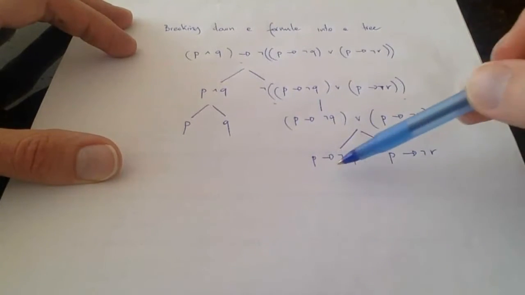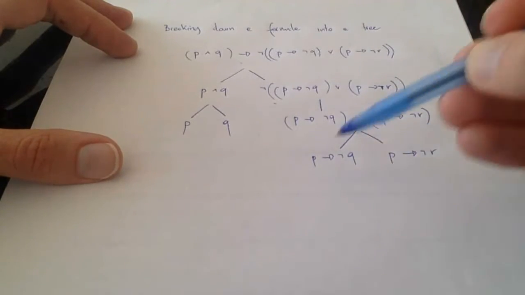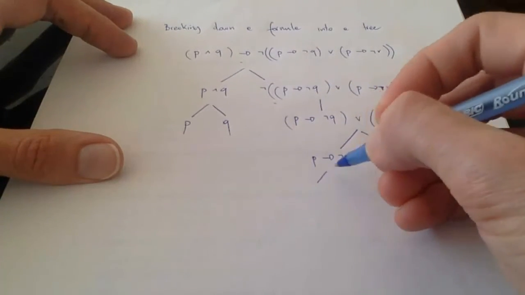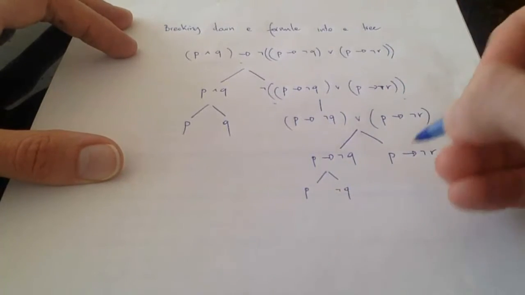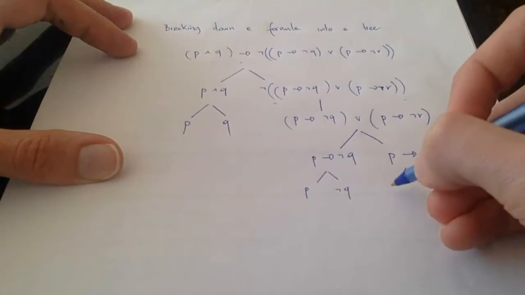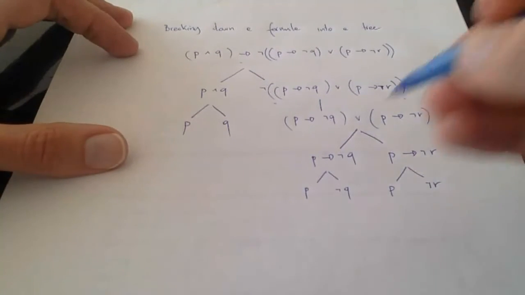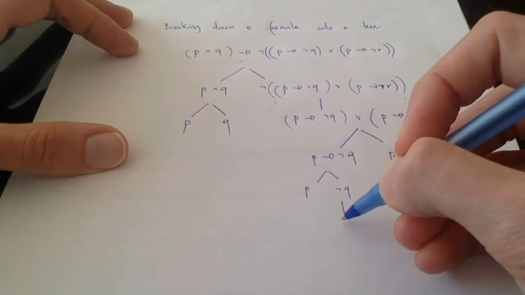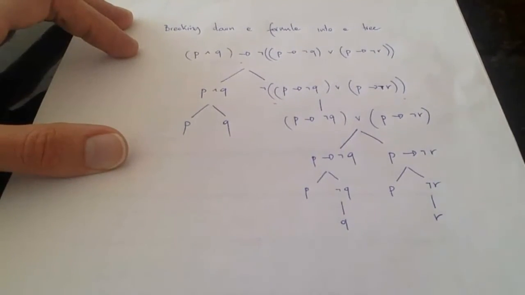And then we need to break down these formulas. That's pretty easy. We can see that the main connective is the arrow, the implication. So we have P on one side and then not Q on the other side. And similarly here we have P on one side and then not R on the other side. And the not Q can be further broken down into Q, same with the R.